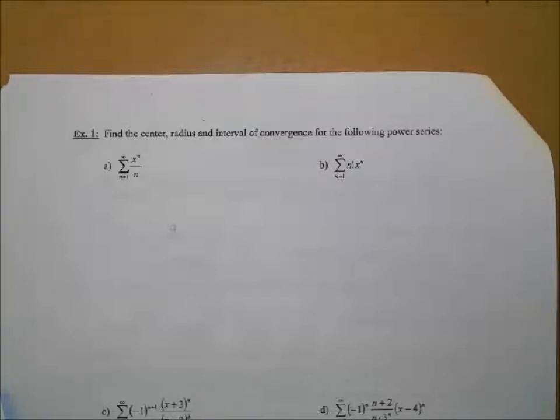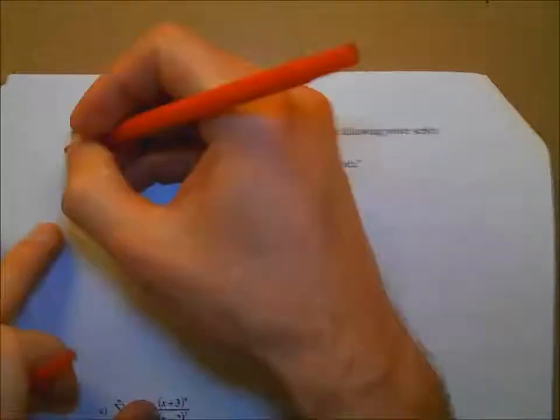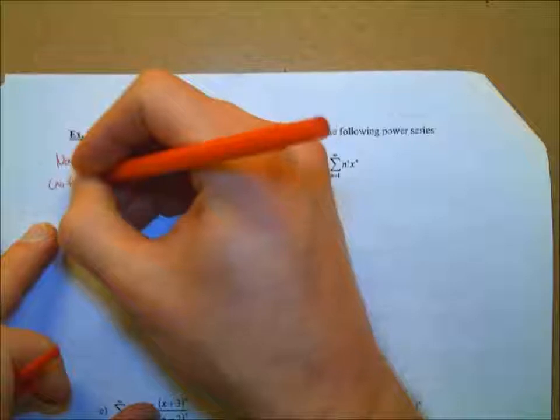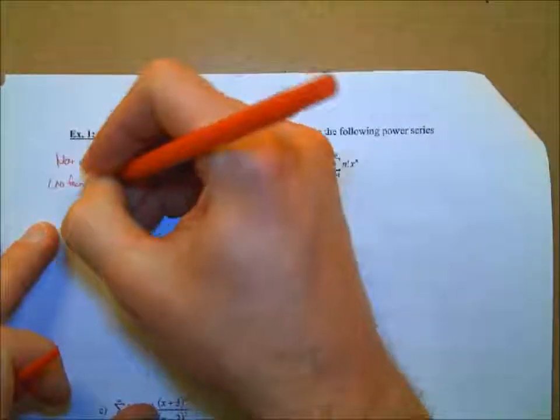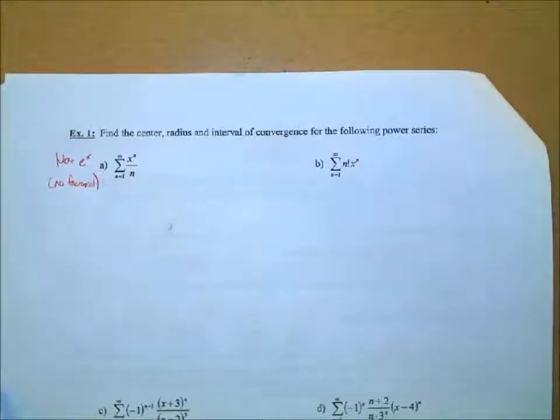So in fact, looking at letter A, is this one of our familiar power series? It's close, but it's missing something. What's it missing? The factorial, right? Otherwise, it would be e to the x, right? So this is not e to the x, sadly. No factorial. So not e to the x, no factorial.